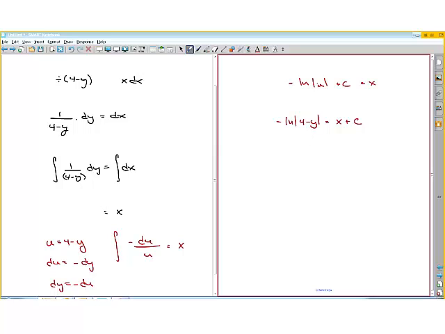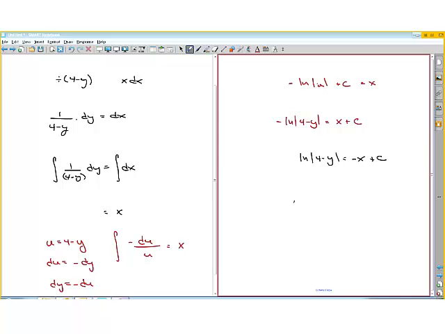Okay, now this is the solution, but we might want to actually solve for y instead of x, because x is our independent variable and y is the dependent variable. So we would multiply both sides by negative 1, so you get the natural log of the absolute value of 4 minus y is equal to negative x, and then again, I'm just going to add negative c again.